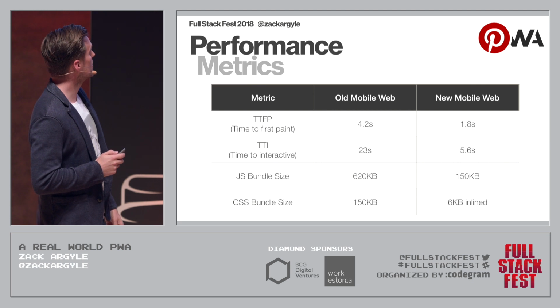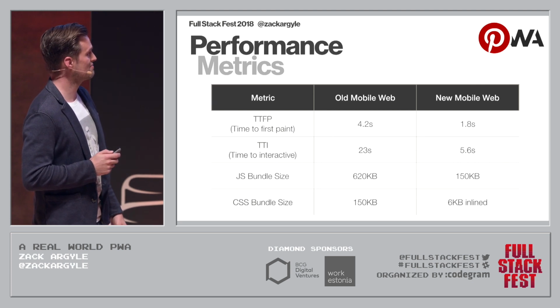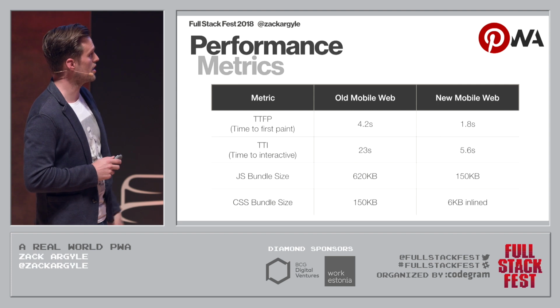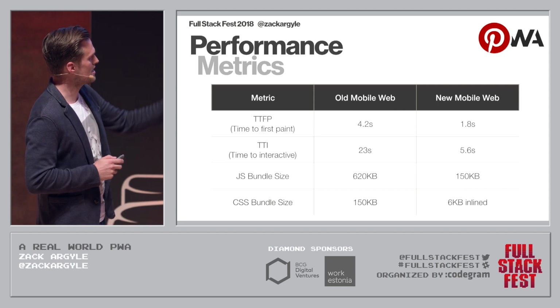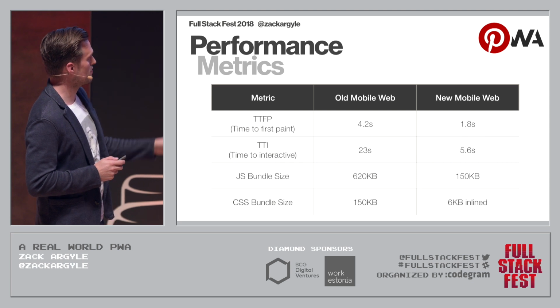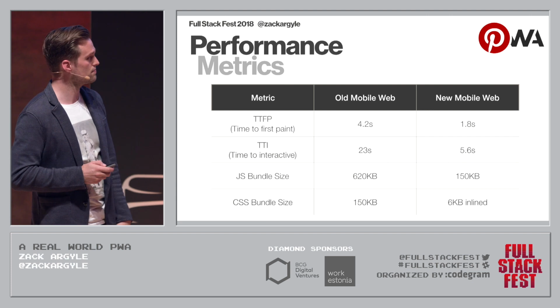It's a lot faster. The bundle size went from 620 to 150. 620 is still where our desktop site sits at. Previously, they were sharing code, and now they're not. I guess that's changed. It's like 200 now. The CSS bundle size went from 150 to now we don't even have a CSS bundle. Now it's just inlined in the app shell.